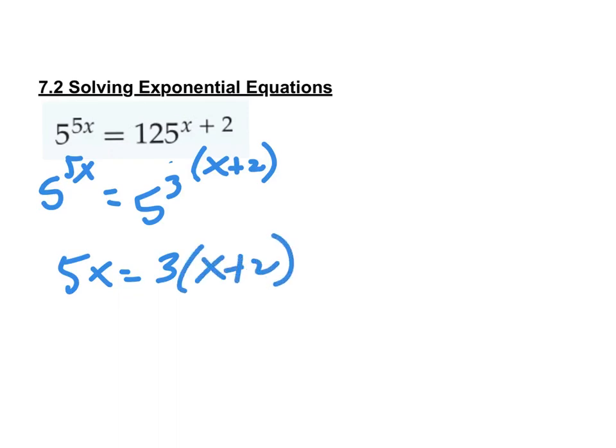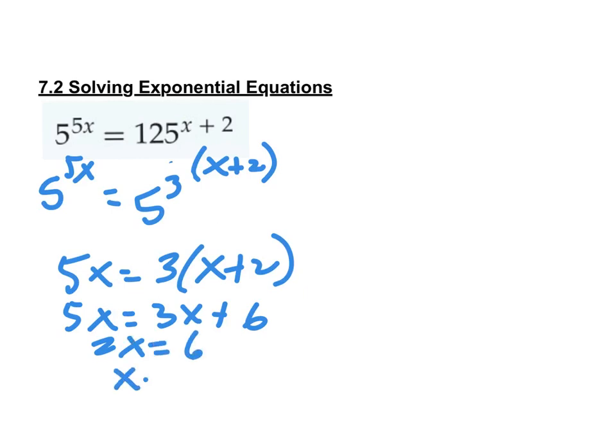So to your question before, Chris, if I had to switch the other one, you'd have to do some multiplying there. So go ahead and finish this one up. So let's check. So I get 5x equals 3x plus 6. So 2x equals 6. So x equals 3.